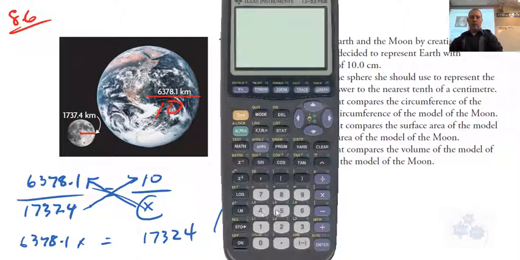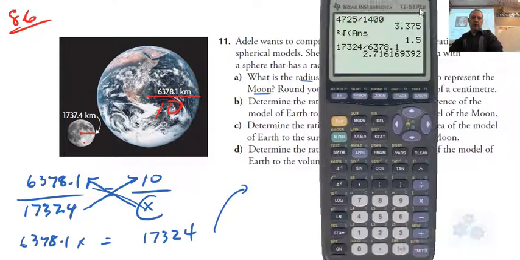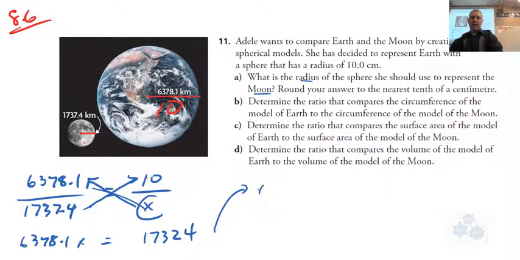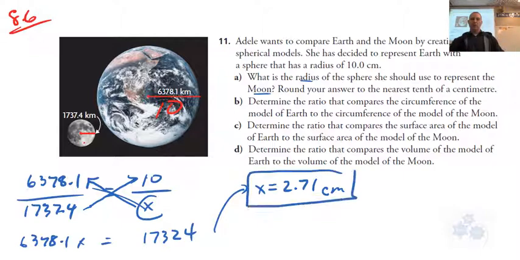Do that division, and let's see what we get for x here. Okay, so 17324, but I'd multiplied by 10, so that's going to be now just 4 divided by 6378.1. So 2.716 would be the new value here for x, 2.71. Now it says what radius the sphere should be used to represent the moon. So does it make sense that this is 2.71 centimeters? Is that the answer for A? Good. Okay, so that's the answer for A.